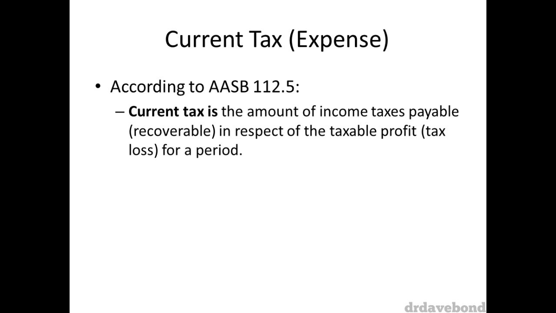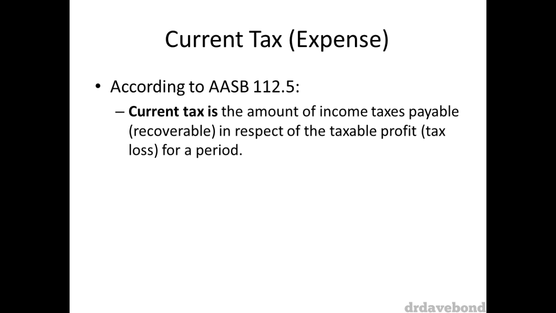Turning now to the first part in accounting for income taxes, current tax. According to AASB 112, paragraph 5, current tax is the amount of income taxes payable or recoverable in respect of the taxable profit or tax loss for a period. This means to determine income tax payable, we need to know what the taxable profit or loss is.